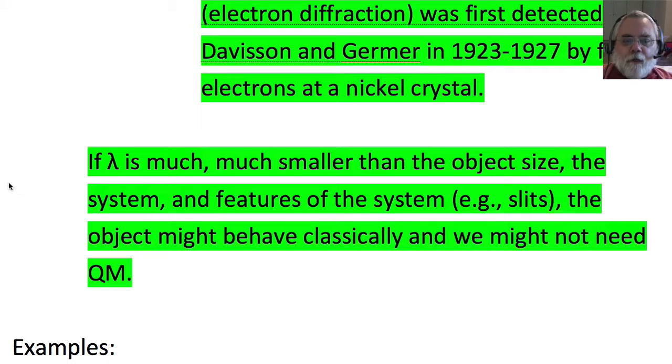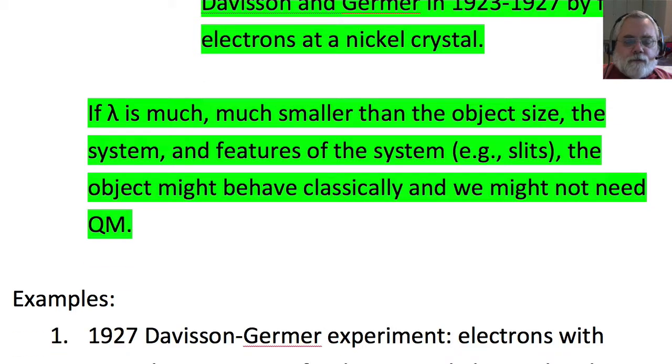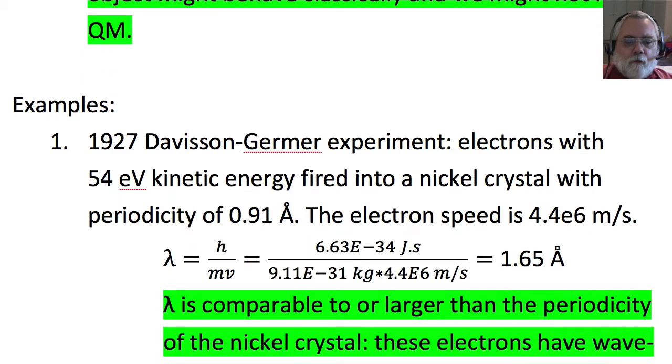If lambda is much, much smaller than the object size, the system, and features of the system, for example, slits, the object might behave classically and we might not need quantum mechanics. This is a possible time to take a break. Let's do a bunch of examples so we get more familiar with this wavelength equation.